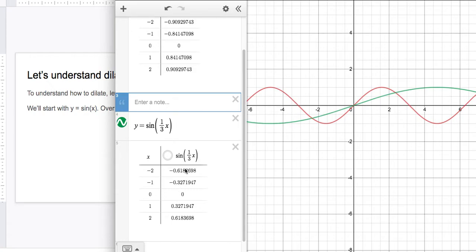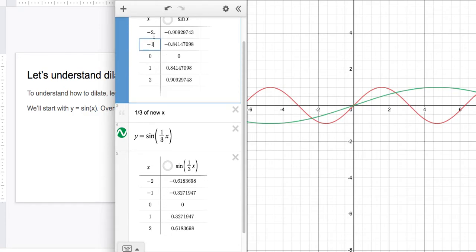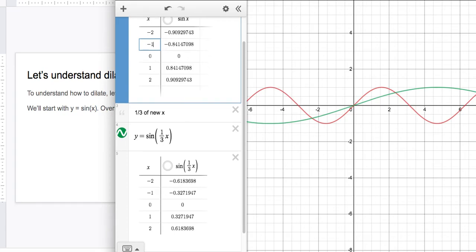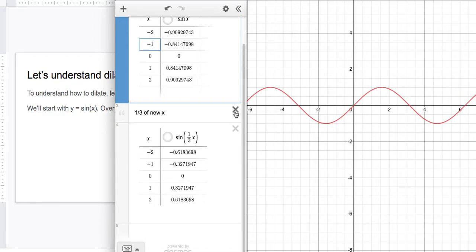And so what would I have to do to each of these x's to get back to those y's? I'd have to do the 1/3. And it's hard to see, but if I came up here, let's make this one -1/3, just so you can see it. If I take 1/3 of my new x, that gets me the same y value that I had up here. So kind of hard to see, but it's there.